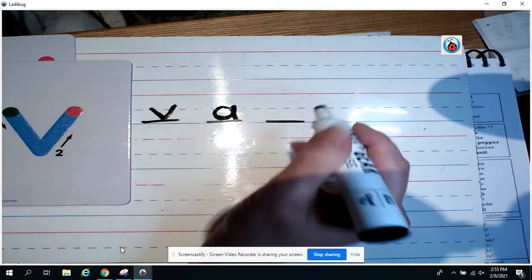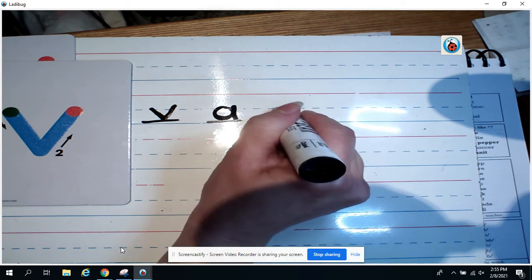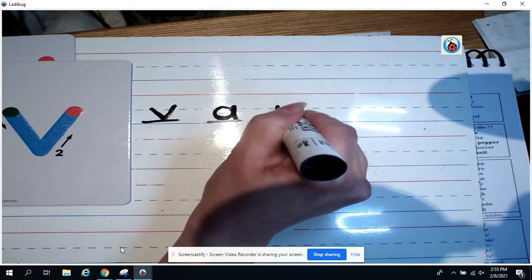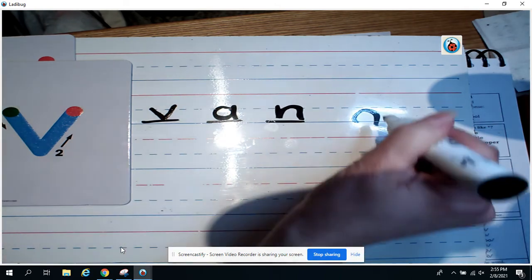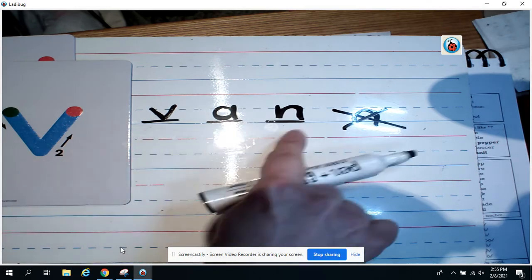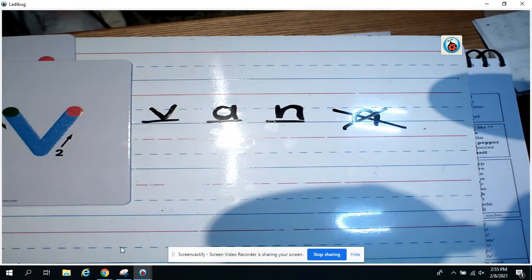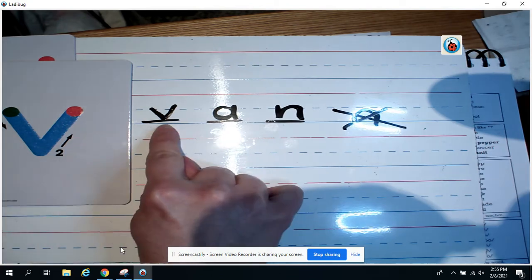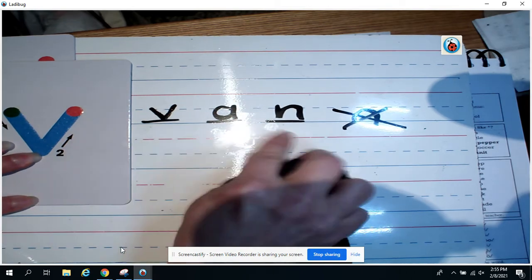Van. All right. What's the ending sound? Very good. N says n. Stick and a hump. Don't forget to do your stick first. Don't just do a hump. That looks not good. All right, van. Touch and say slow. Then swoop and say slow. Then slide and say fast. Van. It's a good way to practice, making sure you have all the sounds there.